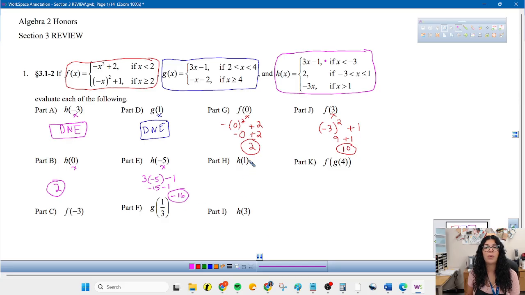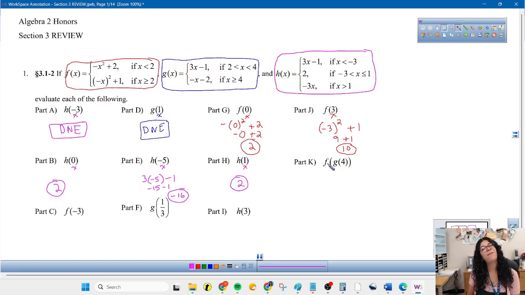Next, we have h of 1. So I'm plugging in x value 1. Is 1 less than negative 3? No. Is 1 in between negative 3 and 1? And notice we are including 1 because x is less than or equal to 1. So that is true. So that would fall into this second equation. So I'm going to go ahead and plug in 1, but there is no variable, so the y value is just 2.